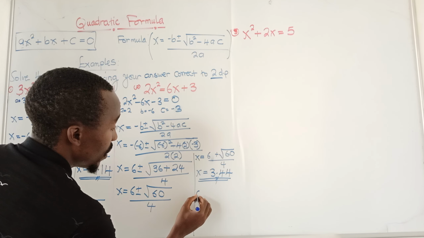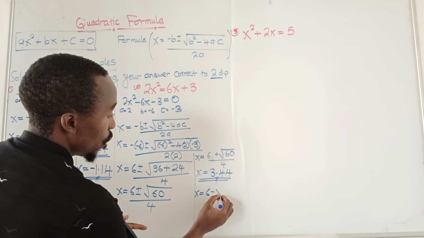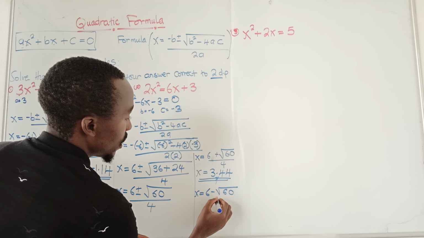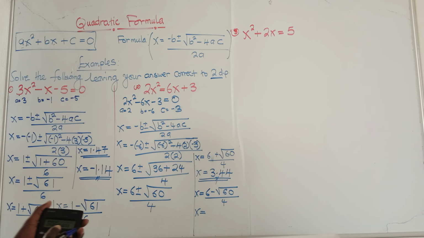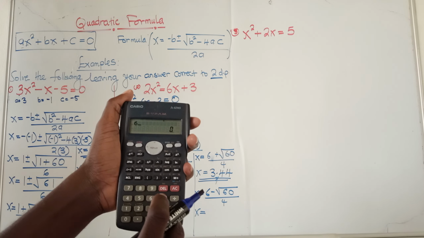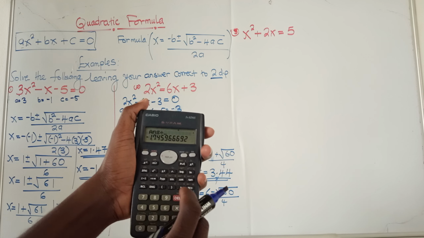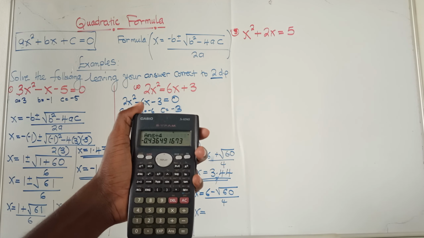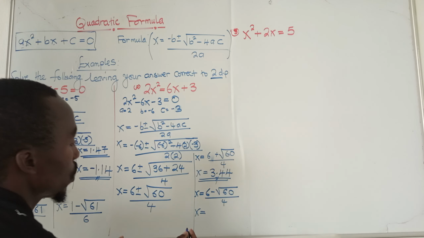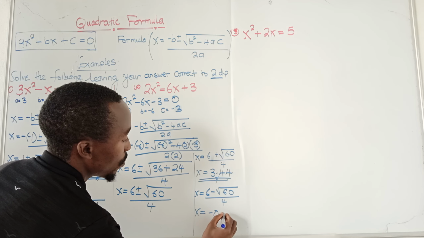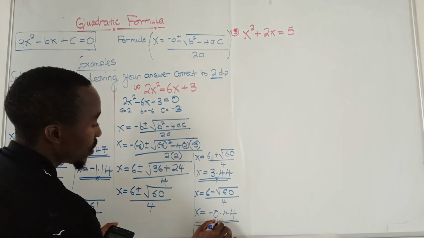Your second answer will be x equals to 6 minus the square of 60 divided by 4. So your x will be equals to, check this, 6 minus the square of 60 to be equals to that, and then we divide that by 4. So it gives us 0.436. So the 6 will give 1 to 3. So this will be negative 0.44. So those are your two answers.